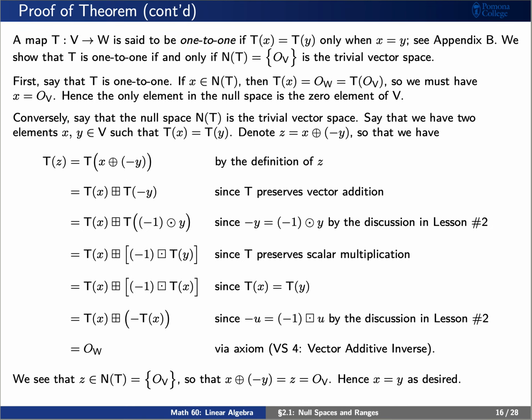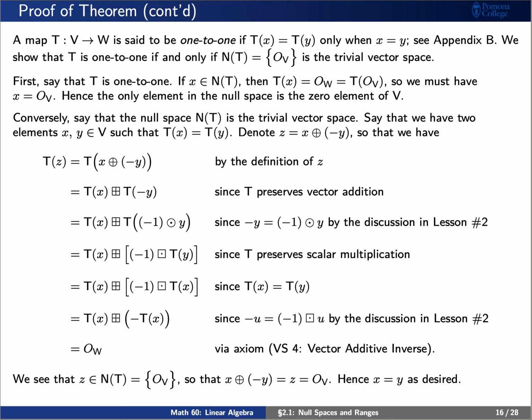Conversely, let's say that the null space is just the trivial vector space. We'll have to show that our T is one-to-one. To this conclusion, let's pick two vectors x and y such that T of x equals T of y. Let's denote z as x minus y. Then T of z is simply T of x minus T of y.